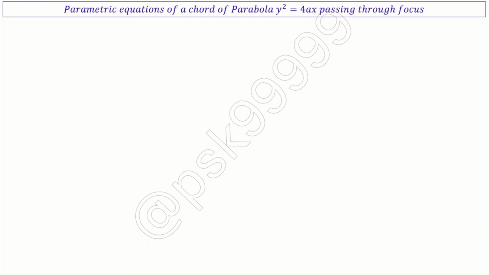Parametric equations of a chord of the parabola y square equal to 4ax passing through the focus. So what I'm trying to tell is, you have a parabola whose equation is y square equal to 4ax, and there is a chord PQ passing through the focus F. If I take a parametric point for P, then what are the coordinates of Q in terms of P's coordinates? That is what I'm trying to derive now.